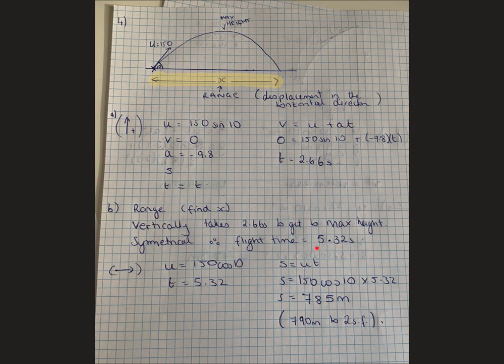So now that we have the time and we have the speed in the horizontal direction, so resolving 150 cos 10, and multiply that by 5.32, and you get your answer of 785. And the answers that are given have been rounded to 2 significant figures.